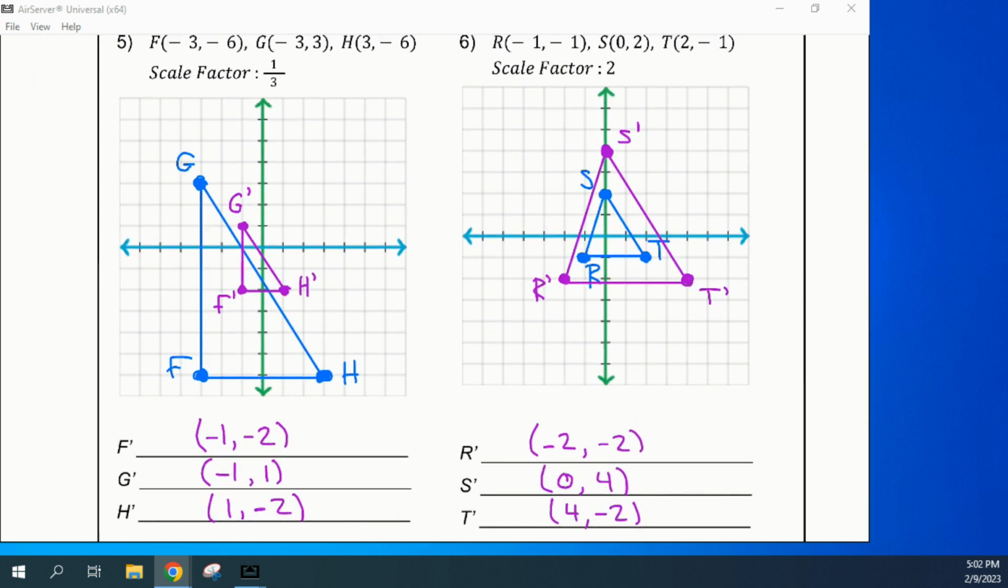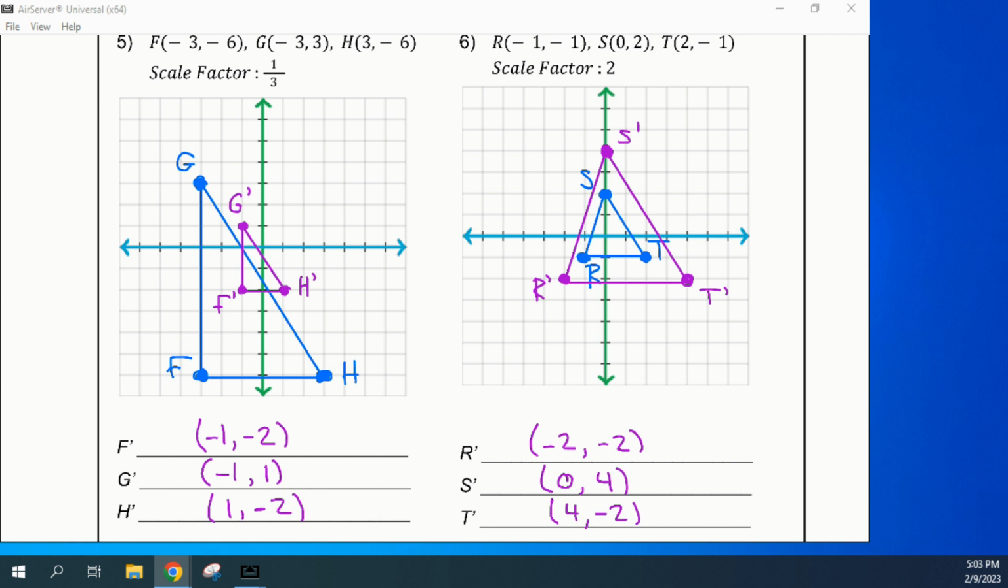We had a scale factor of 1/3 for number 5. So I would anticipate my blue triangle, which is my pre-image, to get smaller because 1/3 is between 0 and 1. So I kind of did that math. Notice I didn't show my work. That's okay. I'm sure you probably did because I didn't tell you not to. Sorry, please don't hate me.